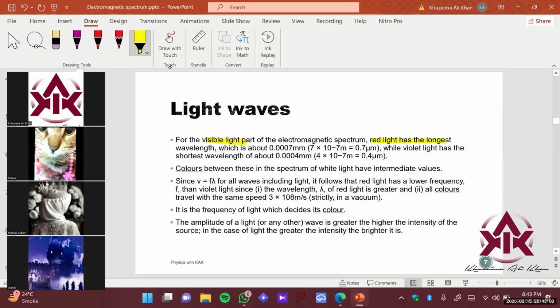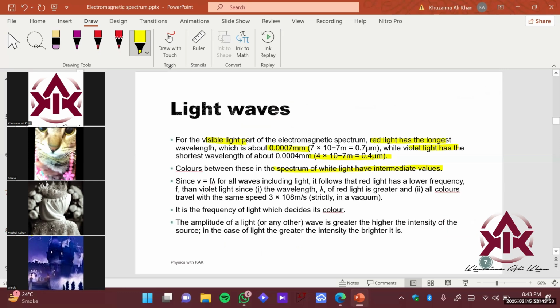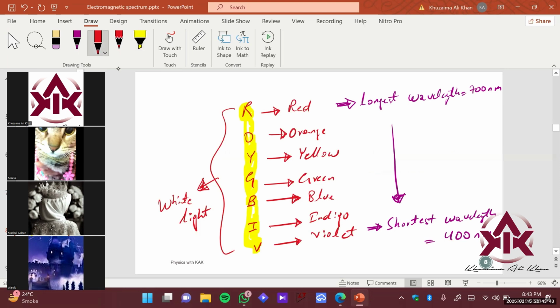This is what is written here: the wavelength of red is around 700 nanometer, and violet has the smallest one, 400 nanometer. The remaining colors have values in between. You just need to learn this mnemonic, and you'll be able to list the colors and sort them by wavelength. Since speed equals lambda f, red light has the lowest frequency. Just recall this formula.